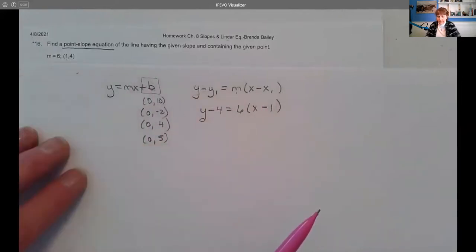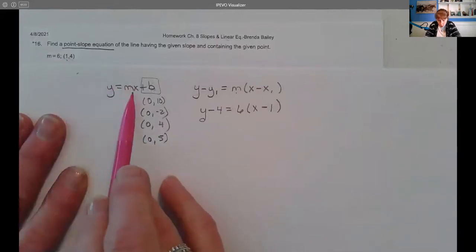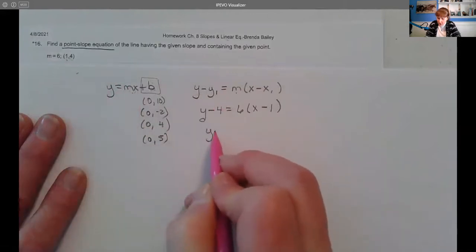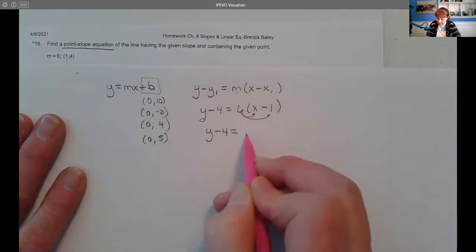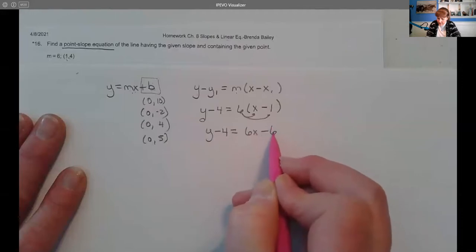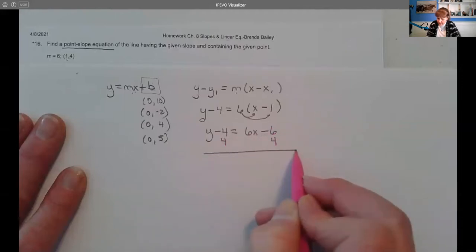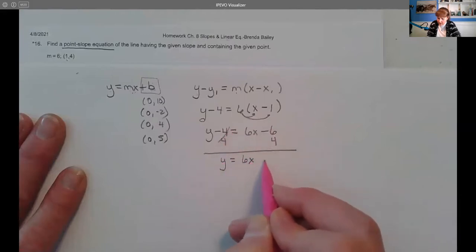Now, if they gave you this one, but they wanted it to look like this one, you would just solve it. You get the y by itself. You add 4. So it doesn't take too much algebra.